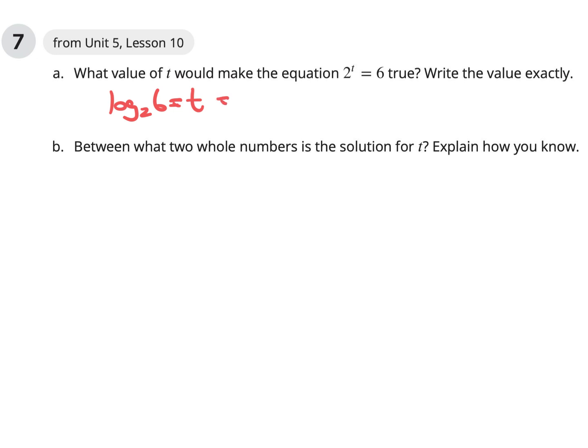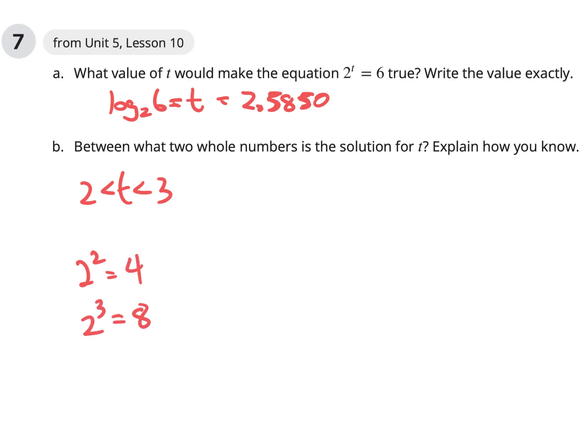And t is going to be 2.58496. Now watch this. Because it's 49 and 6 is to the right of the 9, this has to go to 50. So this is one of them odd cases where you have 9s. You have to keep pushing numbers up to the left. After 49 is 50. Between what two whole numbers is the solution for t? Well, t is bigger than 2, but it's less than 3. Because 2 squared equals 4, and 2 cubed equals 8, and 6 is in between 4 and 8.